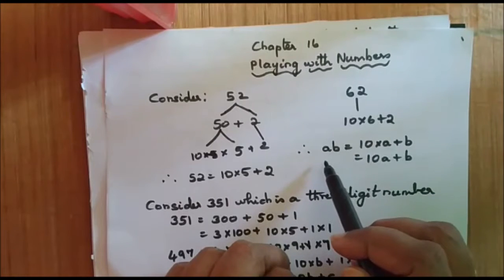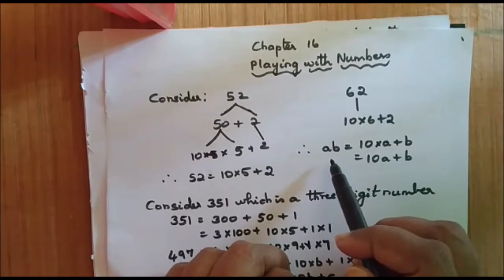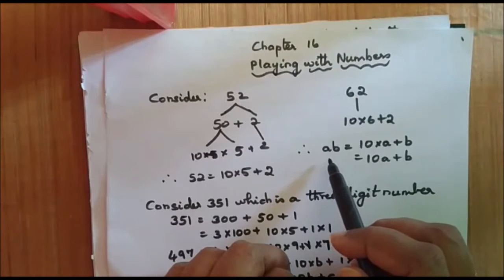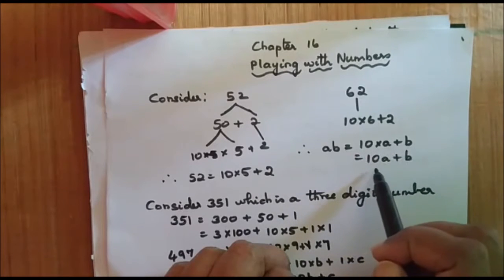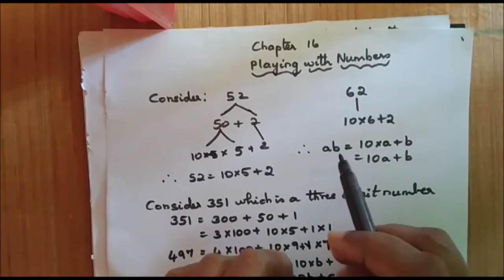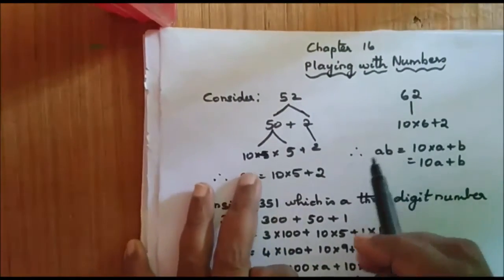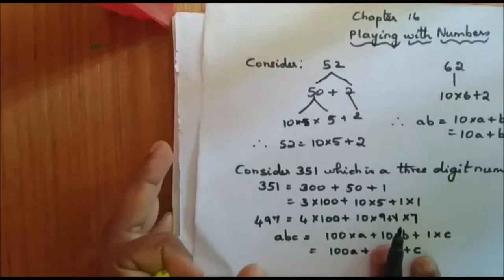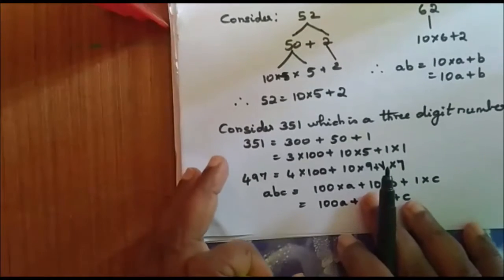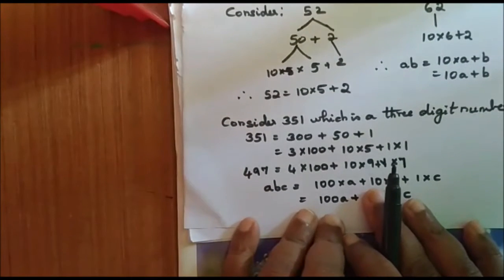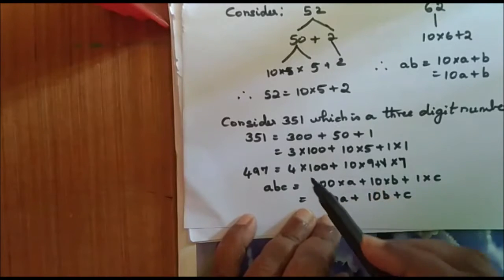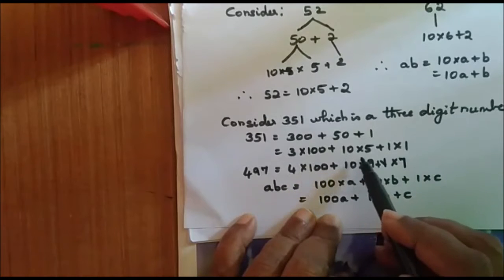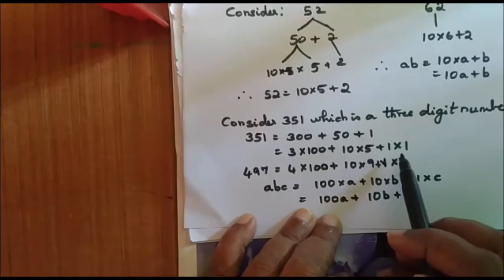So, any number in the form AB. AB is a two-digit number where A and B are digits. Any number AB is equal to 10 into A plus B, or 10A plus B. Similarly, we will take a three-digit number, that is 351. 351 can be written as 300 plus 50 plus 1, or in other words 3 into 100 plus 10 into 5 plus 1 into 1.